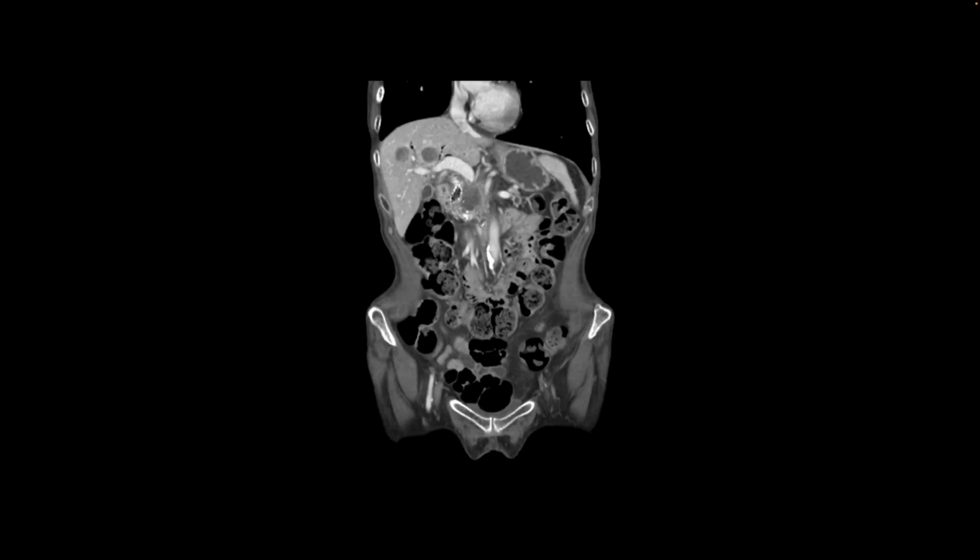Here is our next patient, and again we are looking at a single coronal image. They have a metallic stent in the CBD, so that tells us that there is something obstructing the CBD. Here is a hypoenhancing mass in the head of the pancreas. That's their primary pancreatic adenocarcinoma. And we see a hypodensity in the liver, which is a hepatic metastasis, which is very common and seen early in patients with pancreatic adenocarcinomas.